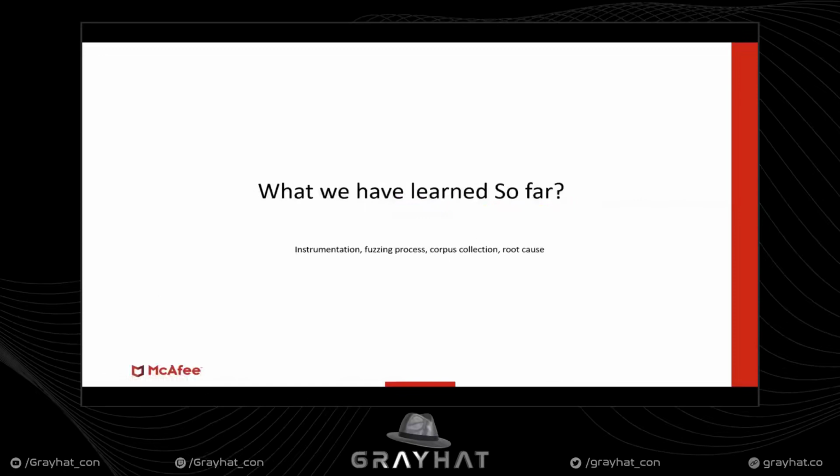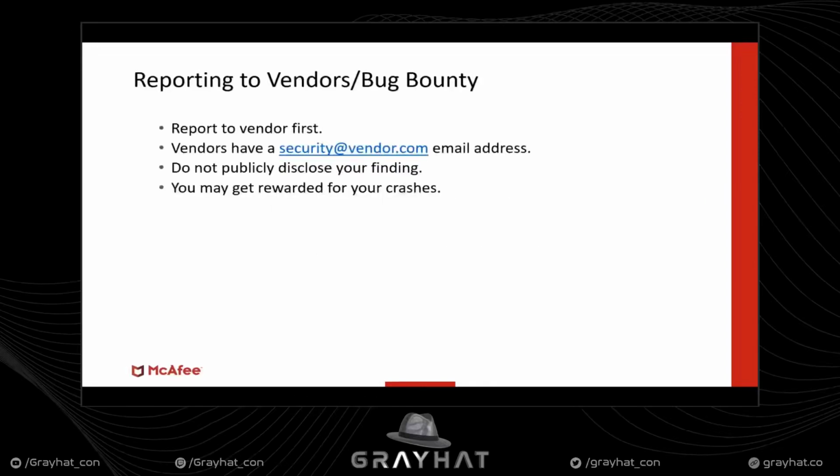We have seen what instrumentation is, we have seen what the fuzzing process is, we have also seen what corpus collection and root cause analysis are. With that, let's move to the next part, that is reporting to vendors and bug bounty.